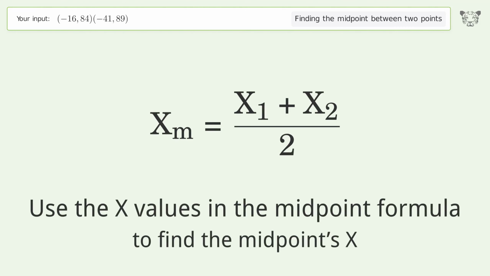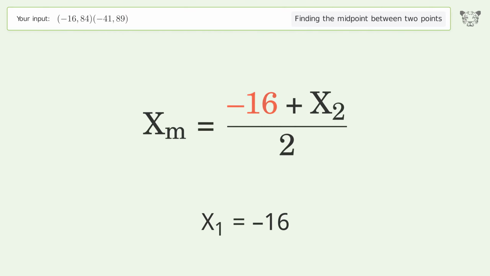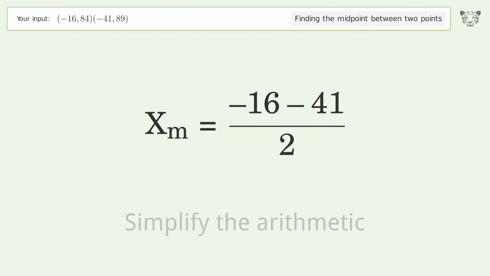Use the x values in the midpoint formula to find the midpoint's x. x1 equals negative 16. x2 equals negative 41. Simplify the arithmetic.